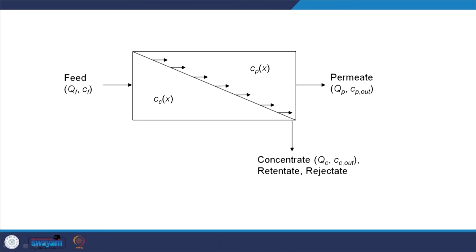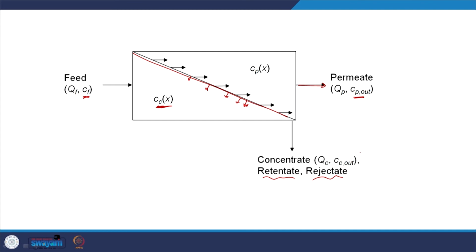So, here I have the feed, and here is my membrane. Here the concentration is too high, something that I won't want, and after passing through the membrane I have the permeate, and Cp out, the concentration, is lesser than the concentration of the feed. Because some of the suspended particles are being rejected here, the concentration of the particles will increase, and that will come into the concentrate, or it is called retentate or rejectate.